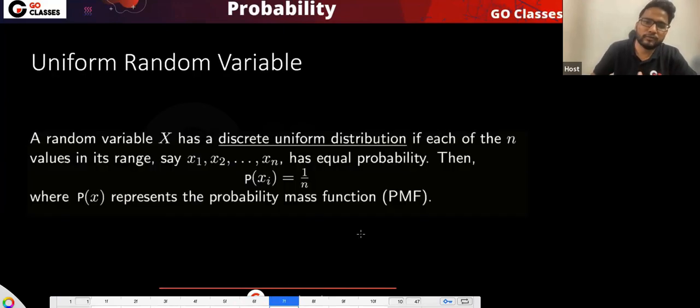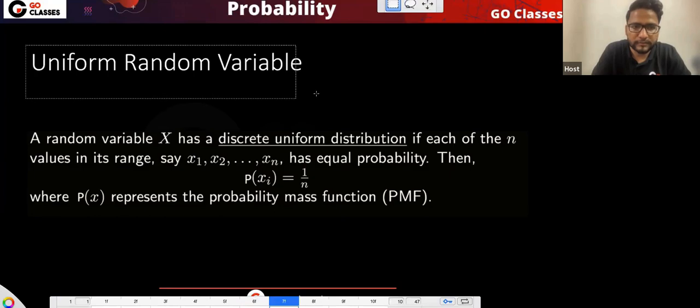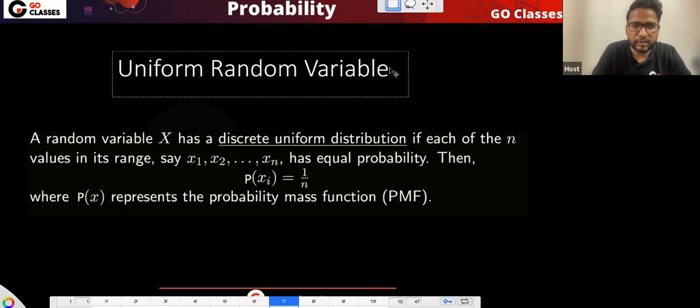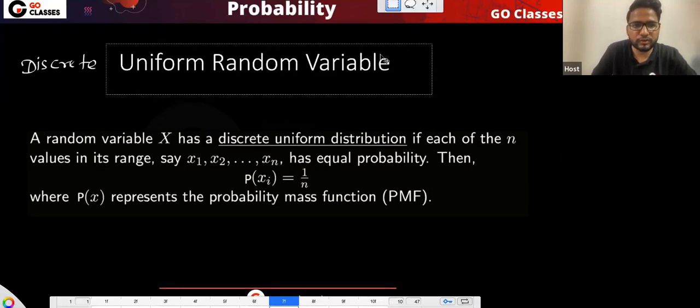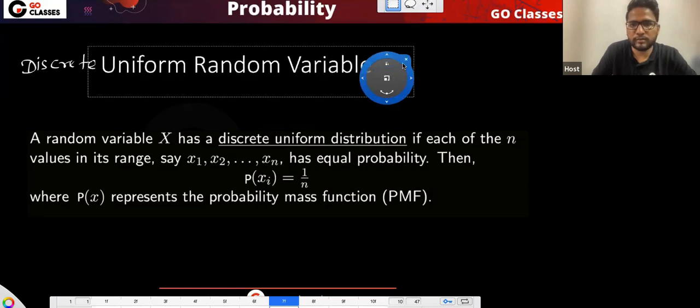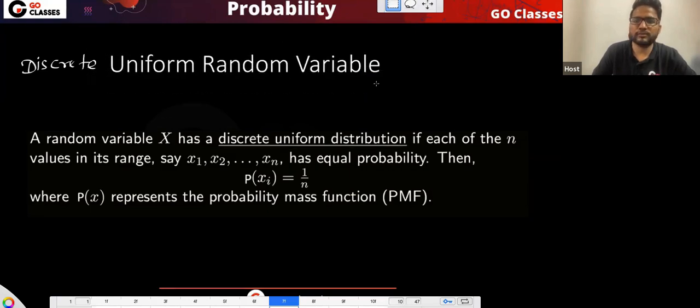Okay, so if you want, let me just write like this. This is discrete uniform random variable. Currently, we are going to study discrete uniform random variable. Instead of just saying uniform random variable, let me say discrete uniform random variable, because you are again going to see uniform random variable in the continuous case. At that time you should be able to relate that this uniform was there in discrete also. So let's see what it says.